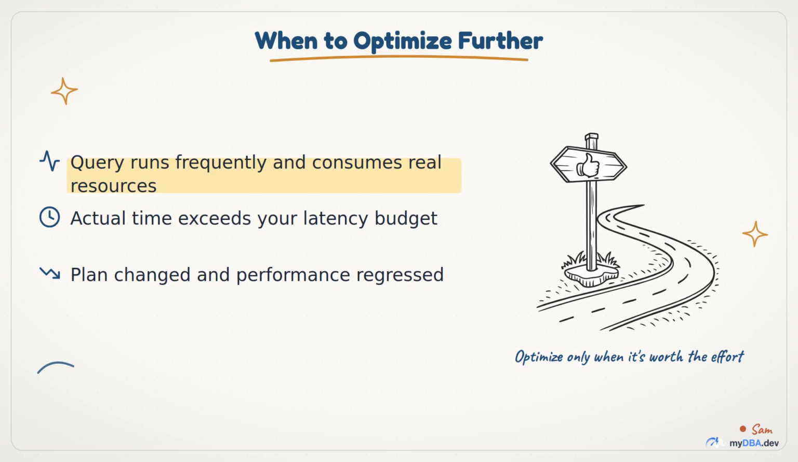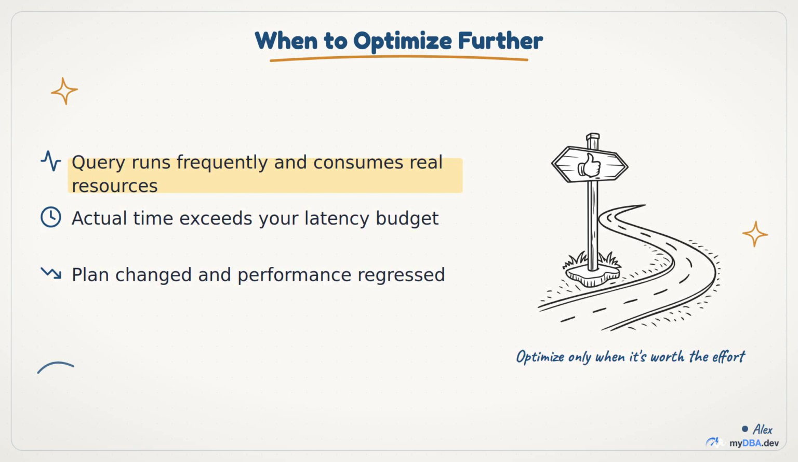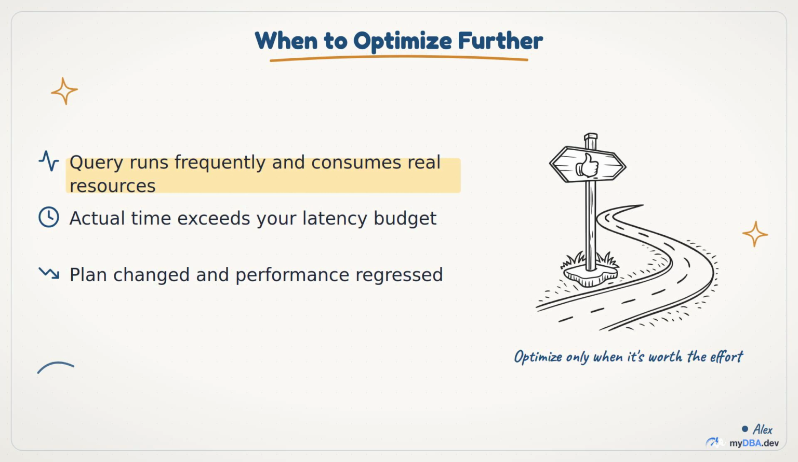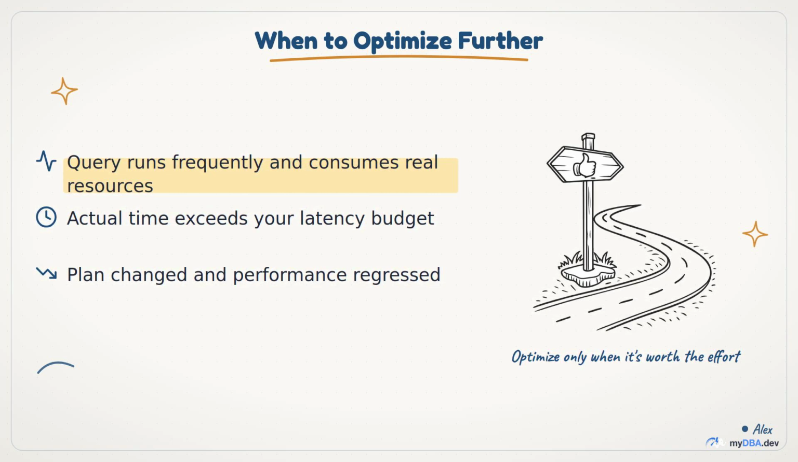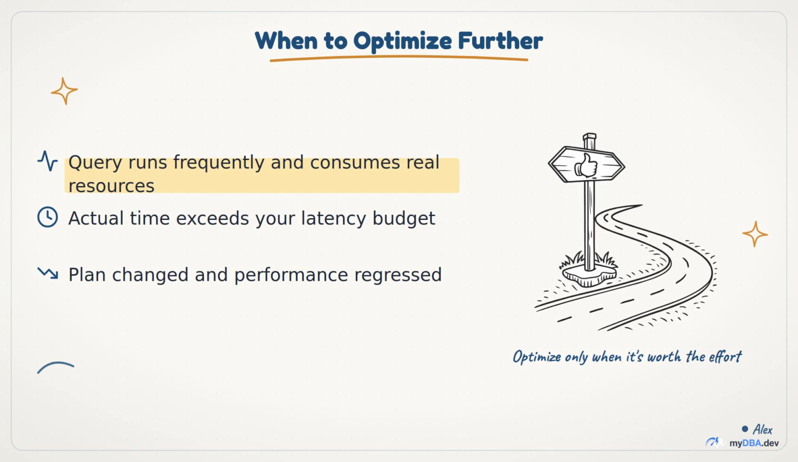So trust the planner unless you've got evidence it's wrong. Exactly. The planner's cost model is pretty good. Your job is to feed it accurate stats, reasonable config, and good indexes, then step in only when the data proves there's a problem. Don't tune for the sake of tuning.